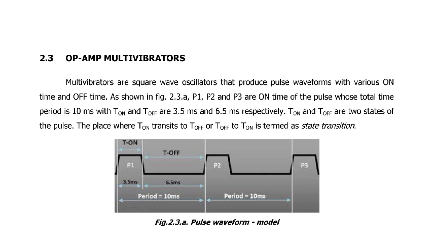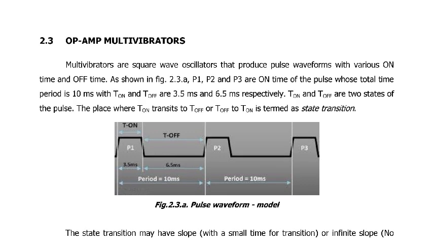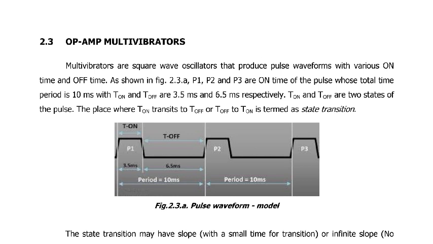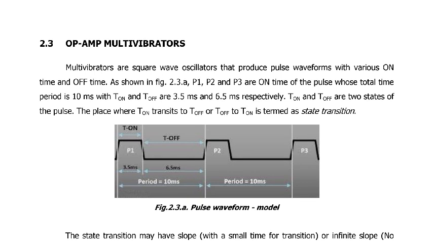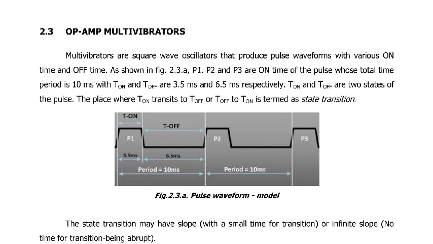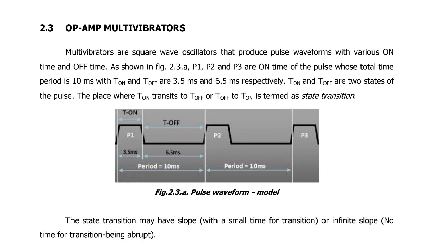Today we will discuss the multivibrator. Multivibrators. We are discussing electronic devices and circuits. This is module 3. The topic name is multivibrator. Multivibrators are square wave generators that produce a pulse waveform with varying on time and off time.